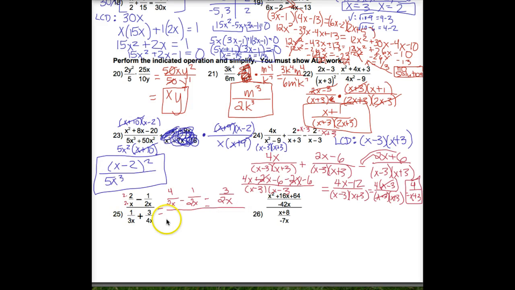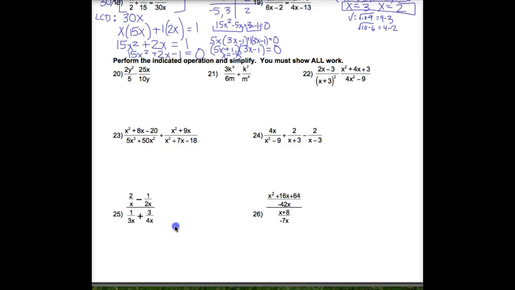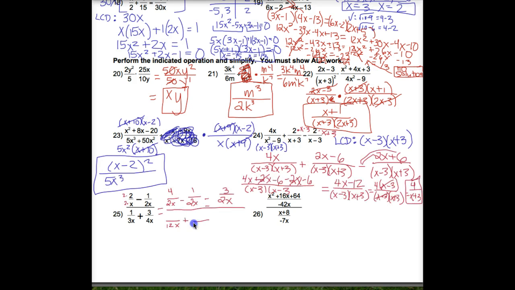The bottom, the LCD there, should be 12x. I need the first number that is divisible by both 3 and 4, and because there's an x, I need that in my LCD. So here I would have multiplied the bottom by 4, so I multiply the top by 4 as well. 4 times 1 is 4. Here, bottom by 3, so top by 3 as well. 3 times 3 is 9, and 4 plus 9 is 13, so 13 over 12x.